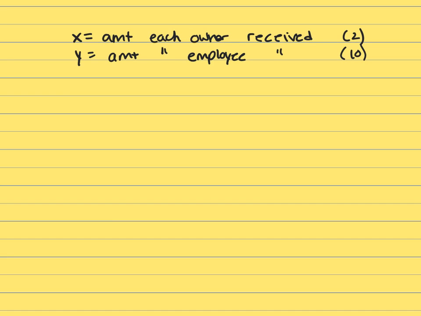Let's let X equal the amount each owner received and Y be the amount each employee received. So 2X, because I have 2 owners, plus 10Y must give me 48,000. That's the total amount of profit. And let's divide everything by 2 to make our number smaller. X plus 5Y equals 24,000. So let's remember that equation.